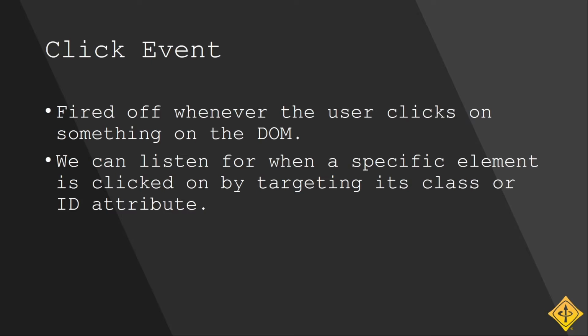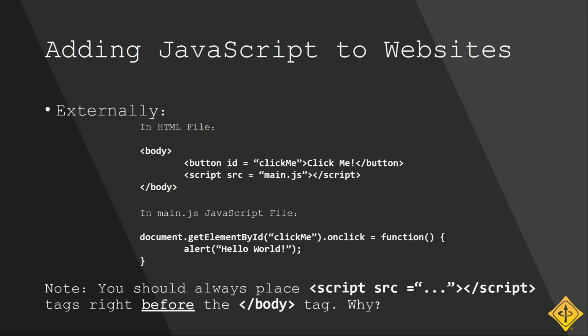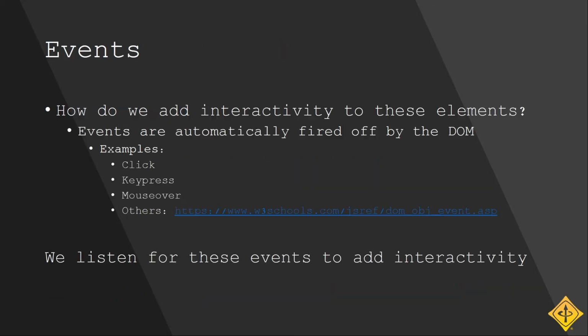As I just said, we're only going to really focus on the click event for this workshop. This is fired off whenever the user clicks something on the DOM. So you just spamming your mouse on the browser is technically firing off a bunch of click events. But in order for it to actually make changes or do anything, you need to add what is essentially an action listener, which is how we were doing it before. So if we go back to main.js, you have document.getElementById dot onclick equals a function. That is adding a click listener to the element that has an ID click me.